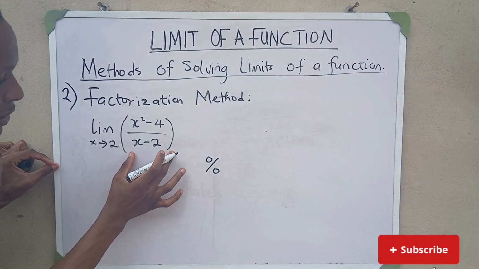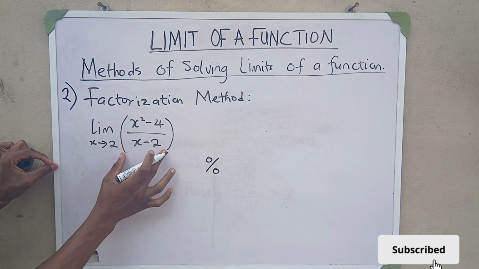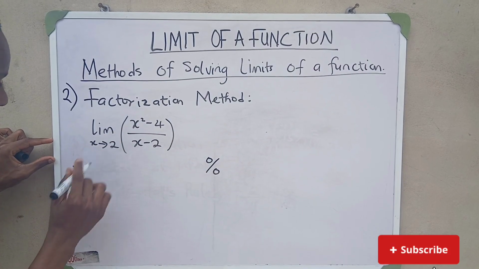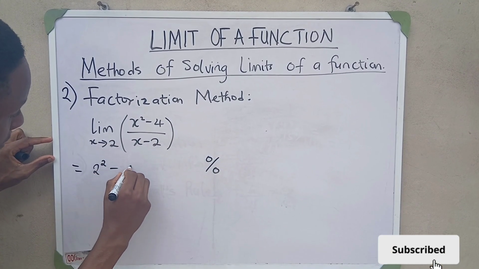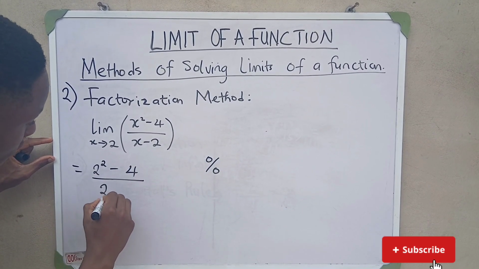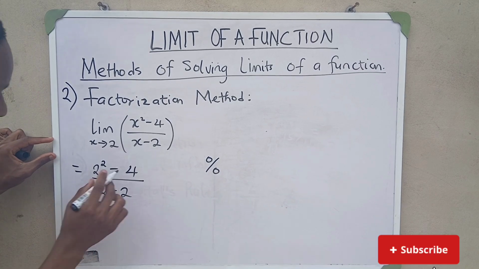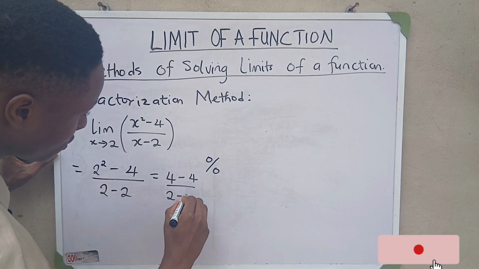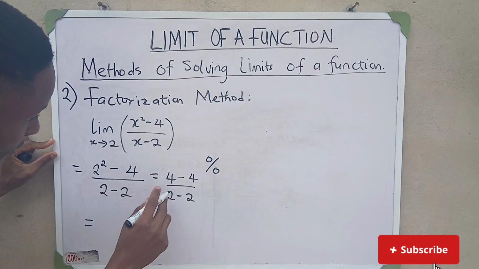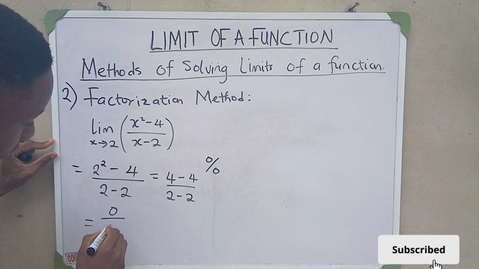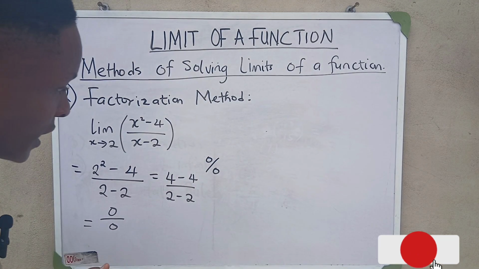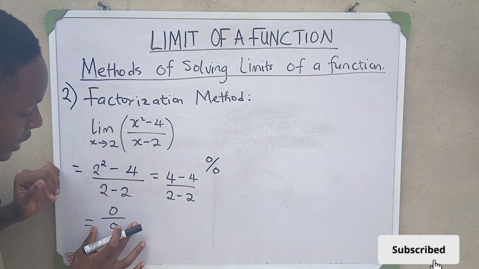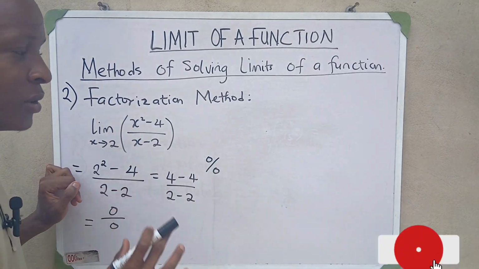So let's check if we are meant to use factorization method here. Now substituting the value of x as 2. So we have 2 squared minus 4 all over 2 minus 2. So 2 squared is 4 minus 4 all over 2 minus 2. So 4 minus 4 is 0 and 2 minus 2 is 0. So in a case like this, we are going to use factorization method. So this value we got is not the limit of the function.